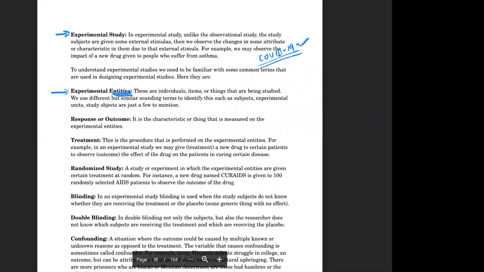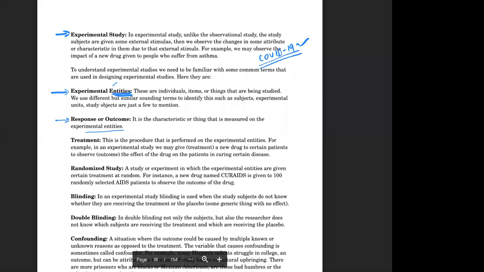In case of something else, it could be something completely different, and it all depends on your experiment. So experimental entities are things or items that are being studied. Then response or outcome is the characteristic or thing that is measured on the experimental entities. So again, an example helps you understand things.